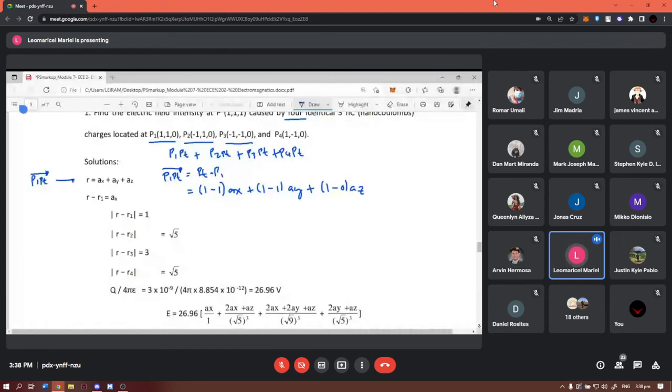Ito pala general, no? Ang ating unang vector P1 PT will be actually equals to 1 minus 1 is 0, 1 minus 1 is 0, 1 minus 0 is 1. So, ang natira na lang ay AZ. Ngayon, that will be your P1 PT. Kung kukunin ko yung magnitude nito, ano magnitude niyan? Ito yung P1 PT.